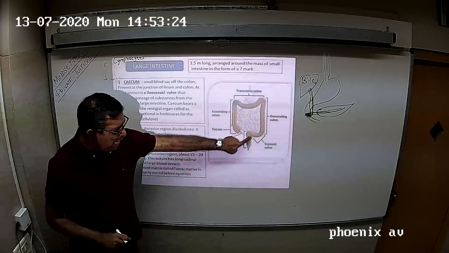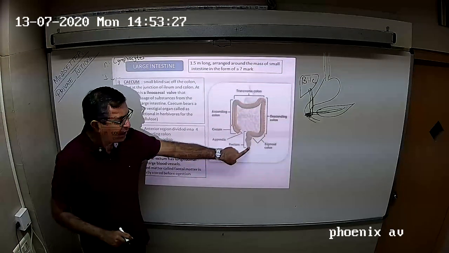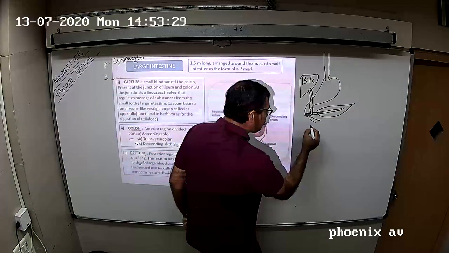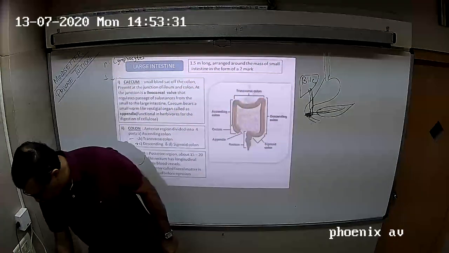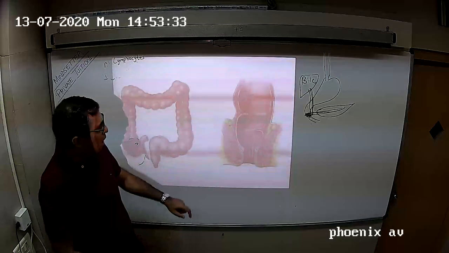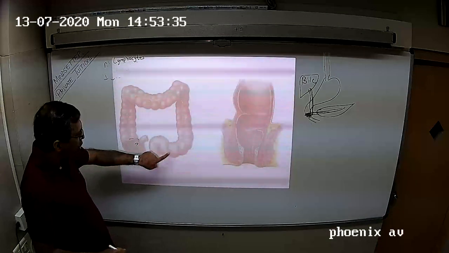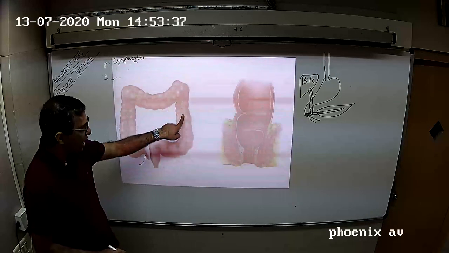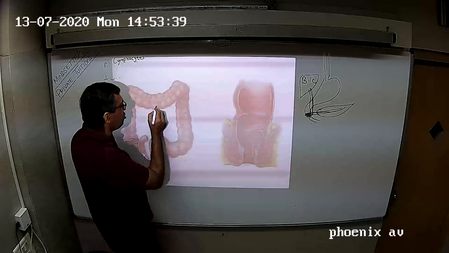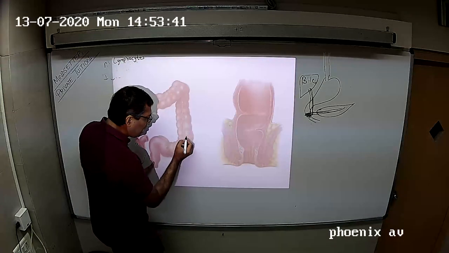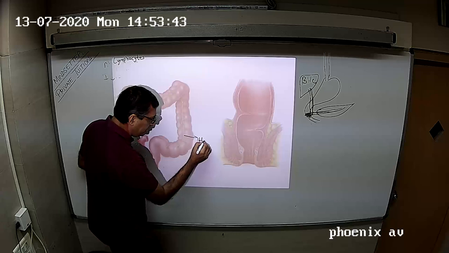And rectum में longitudinal folds होते हैं, उन्हें ostrae कहते हैं. So I'll just show you. Here we have the longitudinal folds which are called as ostrae. So these are called as ostrae. ये line दिख रही है आपको? इसे ostrae कहते हैं.